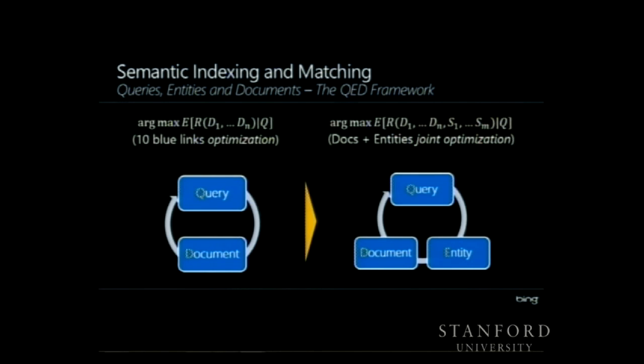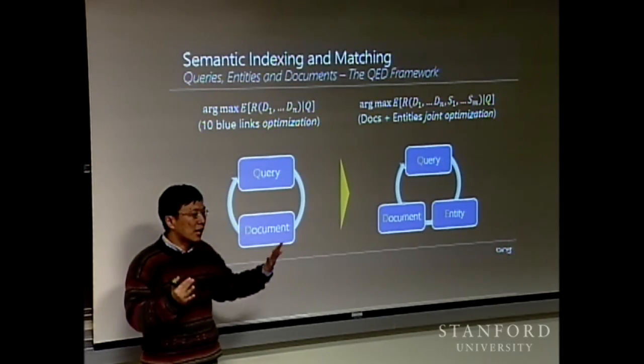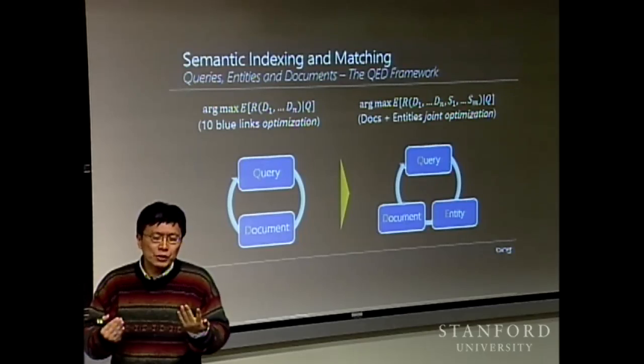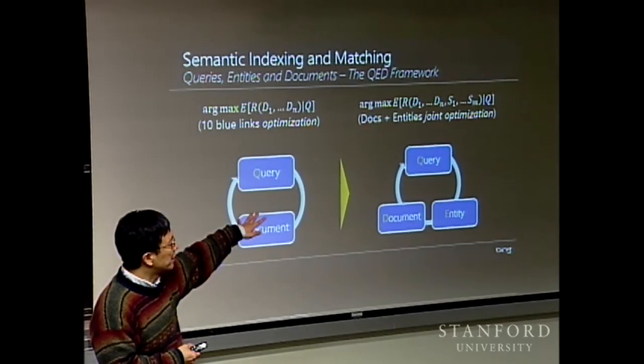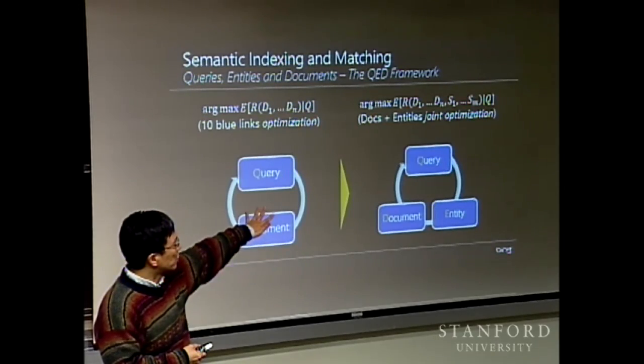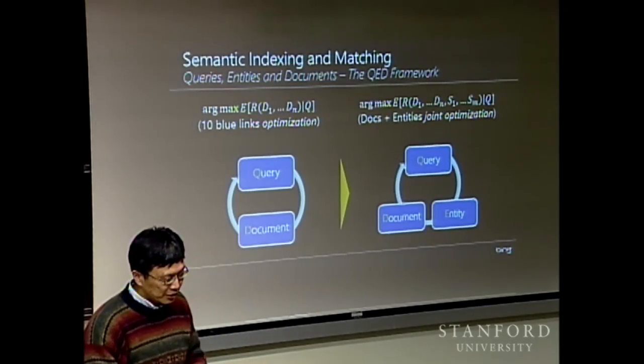So for a long, long time, our optimization framework was really mostly about the query and the documents. The new thing in this dialogue model is that if you want to get this meaningful dialogue, you have to get into the entities. So the whole thing is becoming the Q, E, and D: the query, entity, and documents.